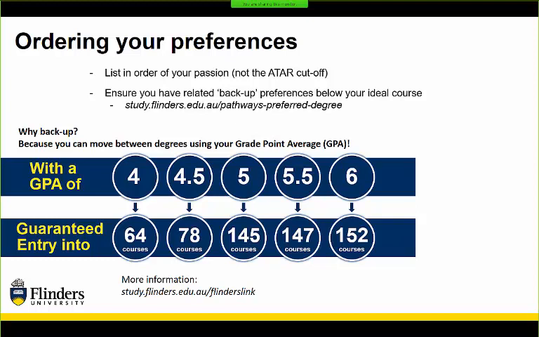And for more information on the courses and the guaranteed entry with Flinders link and transferring, you can just go to study.flinders.edu.au/Flinders link, and it provides you a list of all of the courses that you'd have guaranteed entry into based on your GPA.